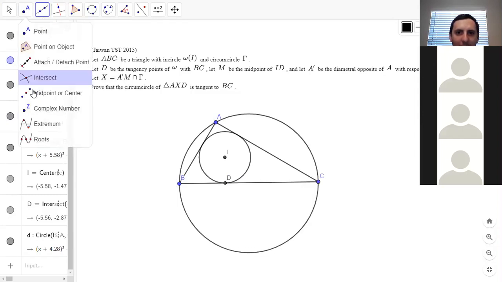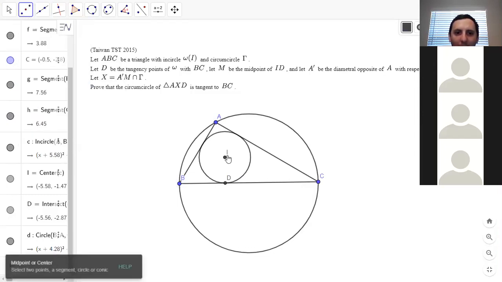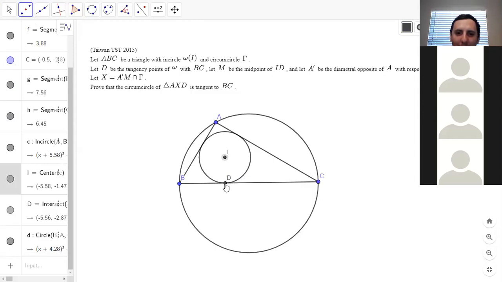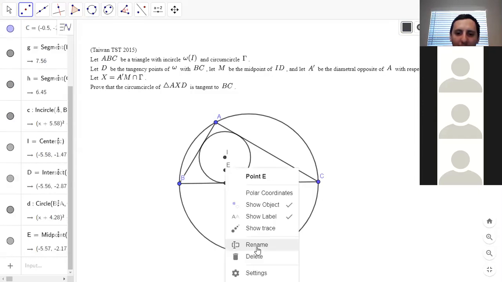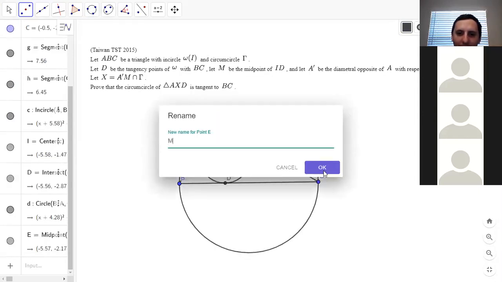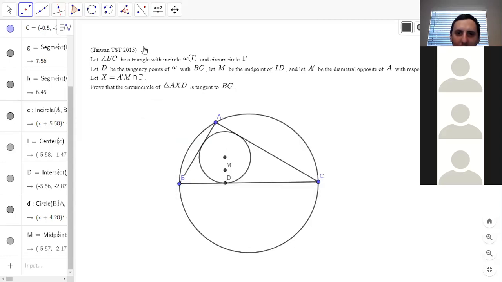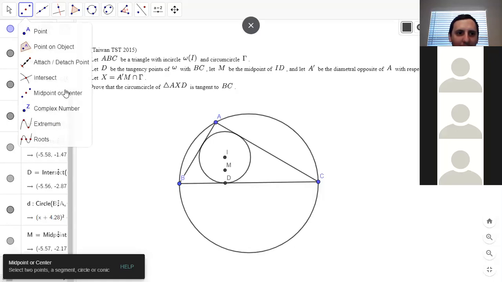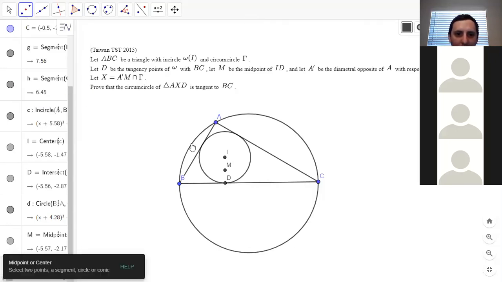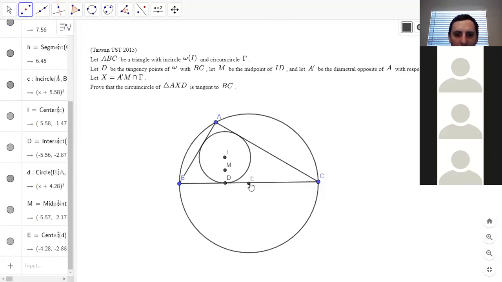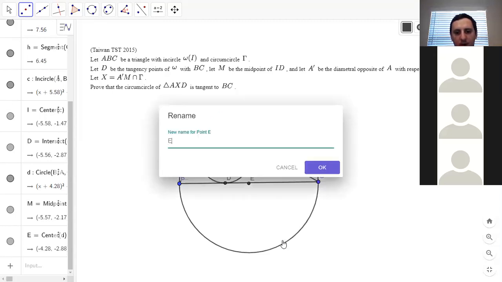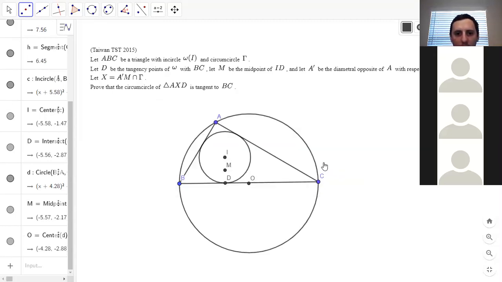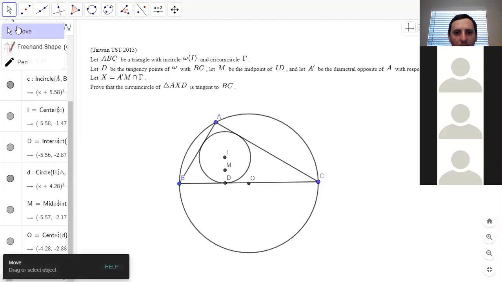I feel like I've seen a problem before. Oh, we did this problem before. I forgot how we did it. Let's see if we could solve it again.